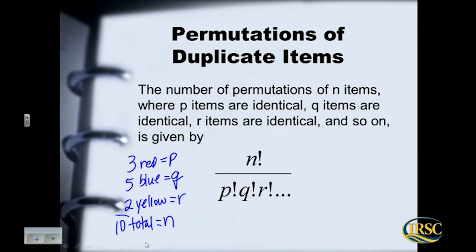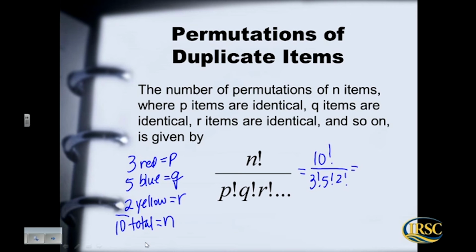Now, you don't always have this many numbers in the denominator. It all depends on your problem. How many groups of items do you have that are identical? So you would have 10 factorial over 3 factorial, 5 factorial, 2 factorial.